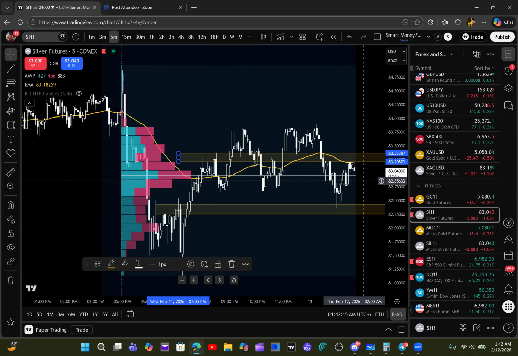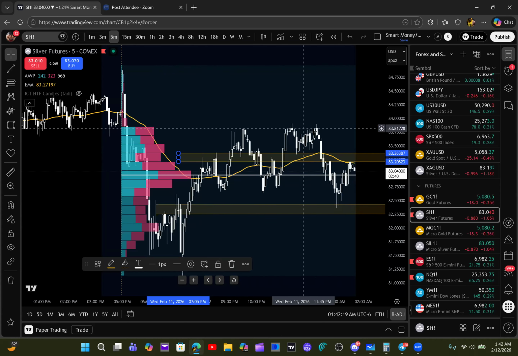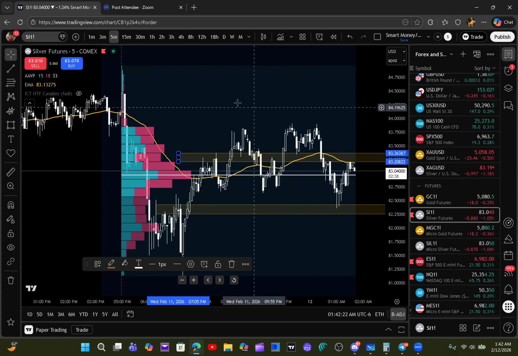Ooh, this is silver. Silver looks like it's gonna come down. See that? Man, y'all see that? Y'all see how that's going? Look, it broke through. Man, might be on to something here.